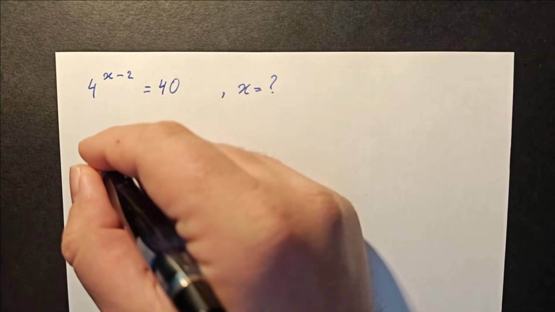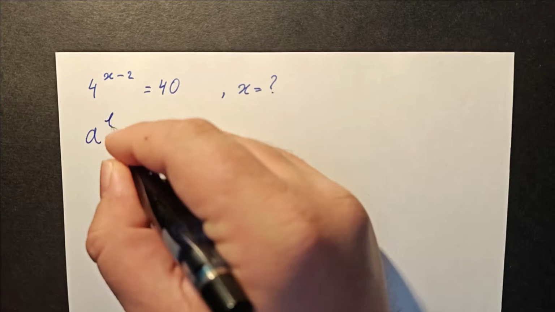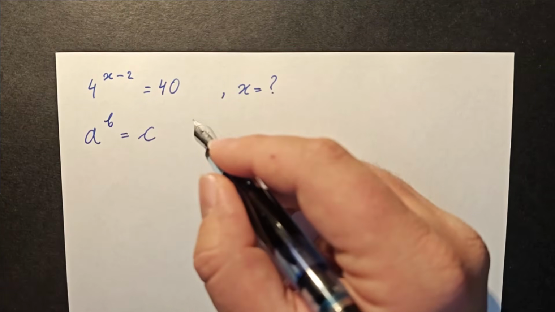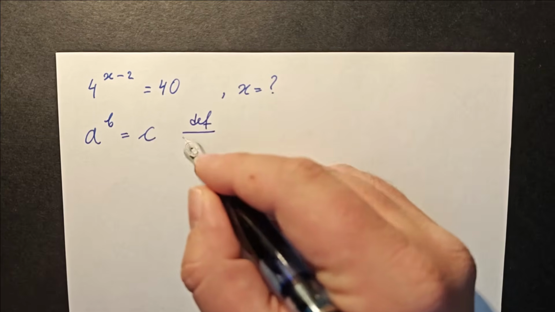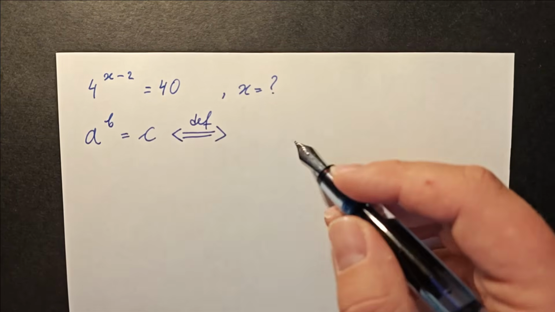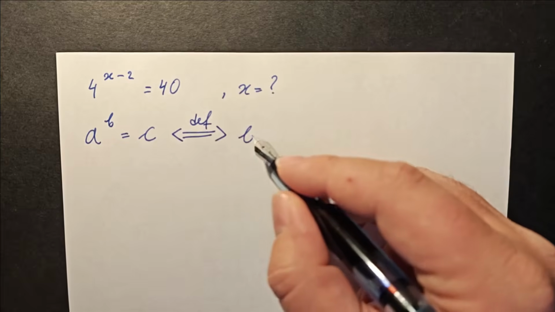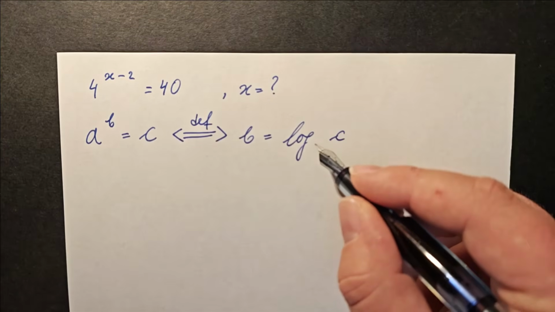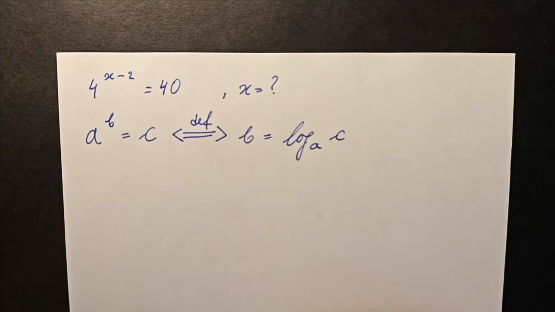I want to remind you of the definition of a logarithm. So a to the power of b is equal to c. We have exponents, as you can see, and by the definition of a logarithm, b is going to be a logarithm of number c for the base of a.